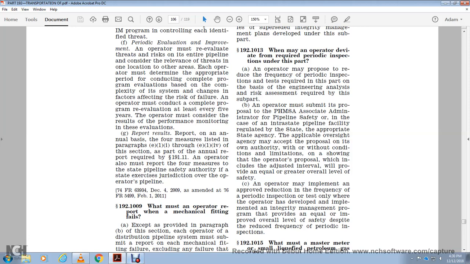192.1013: When may an operator deviate from the required periodic inspection of the subpart? The operator may propose the frequency of the periodic inspection and testing required in this part on the basis of the engineering analysis and risk assessment required for the subpart. The operator must submit the proposal to the PHMSA Associate Administrator for Pipeline Safety, or in the case of an intrastate pipeline facility regulated by the state, the appropriate state agency. The officer of the agency may accept the proposal on its own authority, with or without conditions and limitations, as shown in the operator's proposal, which will include the adjusted interval providing an equal or greater overall level of safety. The operator may implement the approved reduction in frequency of periodic inspection and testing only where the operator has developed and implemented an integrity management program that provides an equal or improved overall level of safety despite the reduced frequency of periodic inspection.